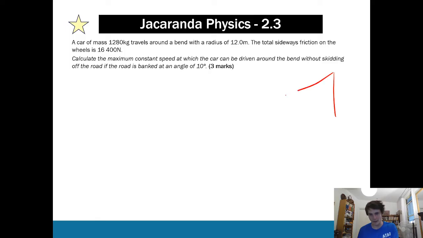So we've got a banked curve. The banked curve is banked at 10 degrees. So this is very much not to scale. This diagram is just to get us a bit of an understanding of what's going on.